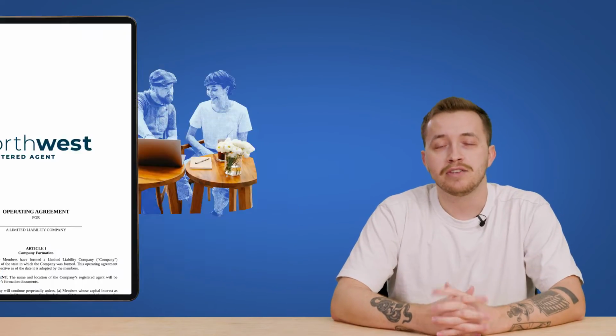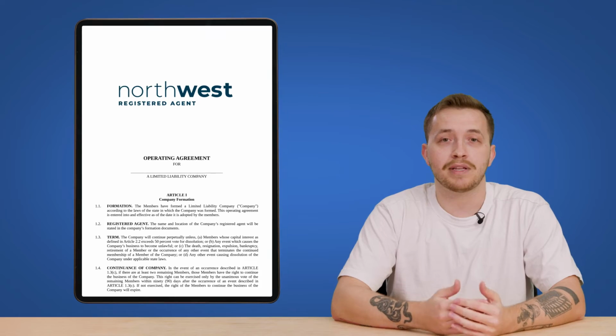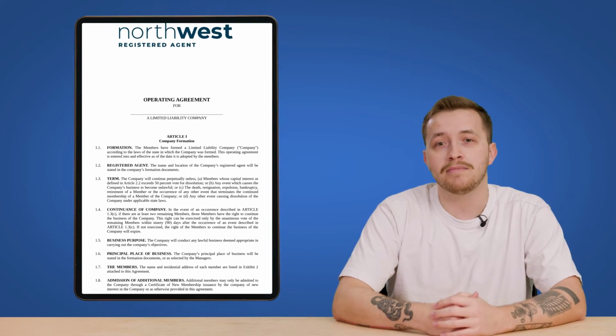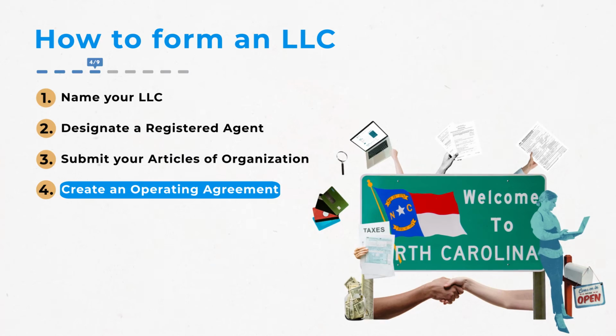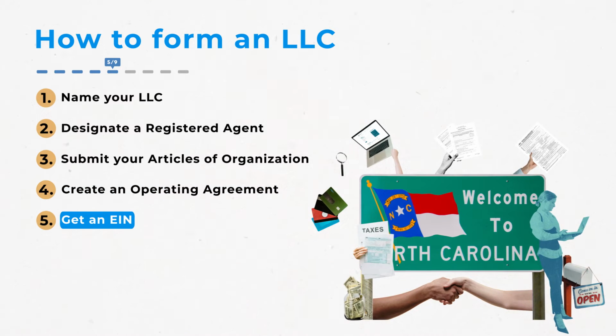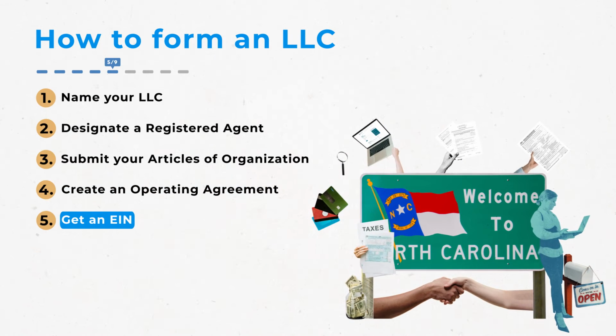This is true even if you have a single member LLC. You can find free operating agreement templates on northwestregisteredagent.com if you need help getting started. Additionally, you might want to get an employer identification number, especially if your business will have employees.